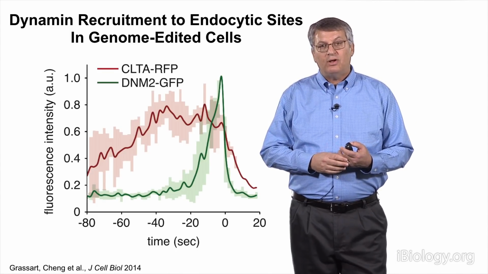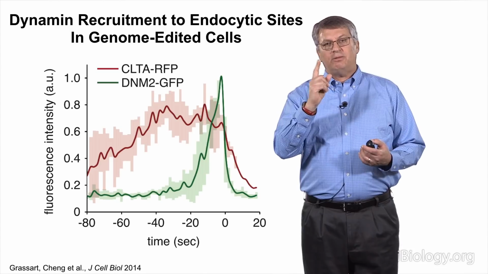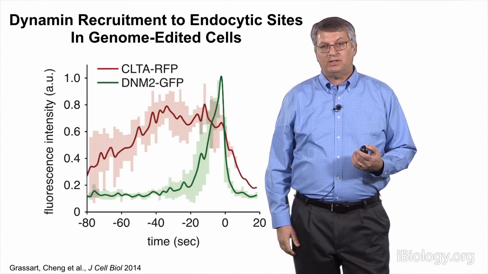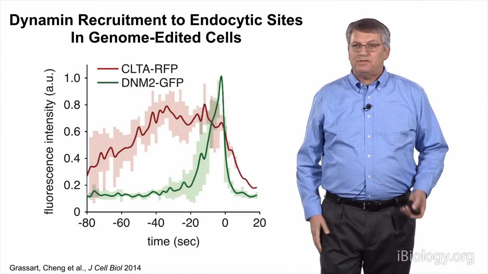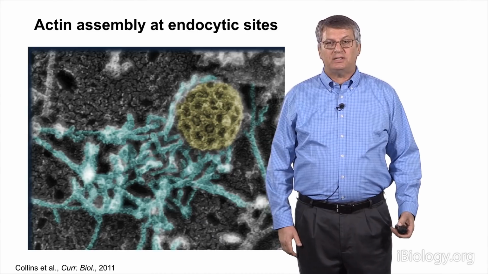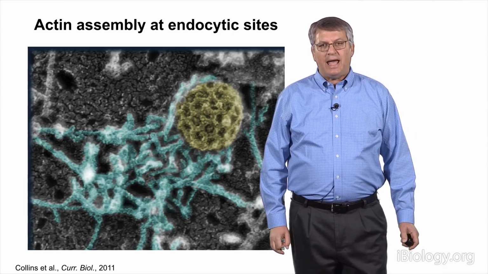And what we found was that only one ring of dynamin was sufficient to be able to pinch off an endocytic vesicle. And so these kinds of studies can provide lots of mechanistic insights into this process. Now let's get back to actin.